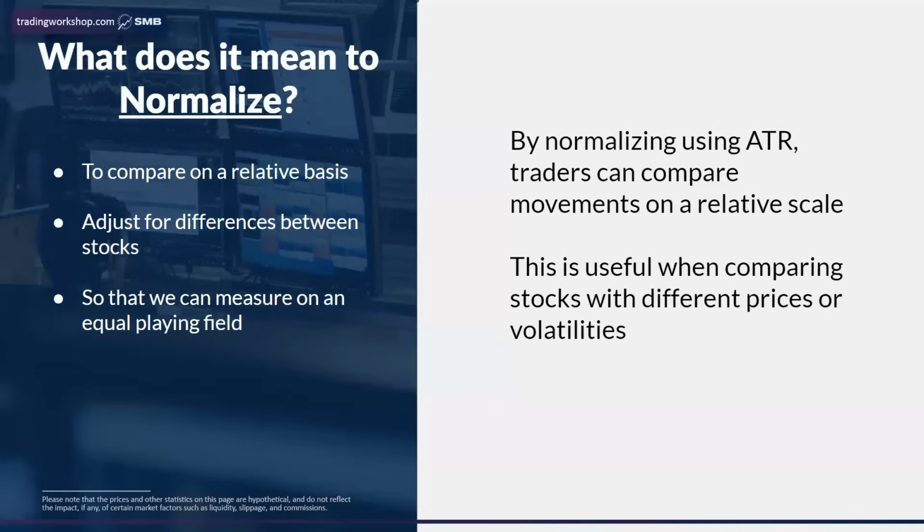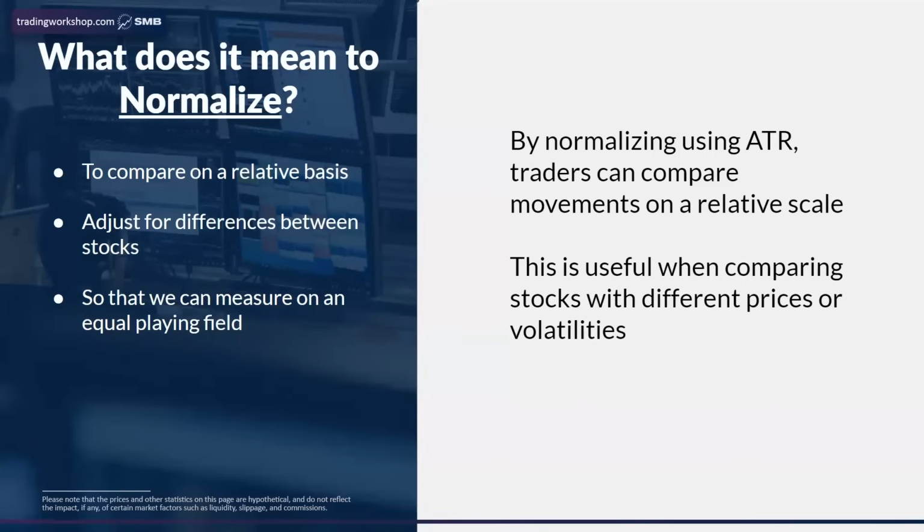For instance, say a $5 price move on a stock that typically has an ATR of $1 would be considered very significant, while the same $5 move on a stock with an ATR of $10 would be less notable. By comparing a stock's current price movement to its ATR, you're effectively normalizing its movement relative to its typical behavior. This allows traders to gauge the significance of a price movement more accurately. So by normalizing using ATR, traders can compare movements on a relative scale, and this is especially useful when comparing assets with different prices or different volatilities.